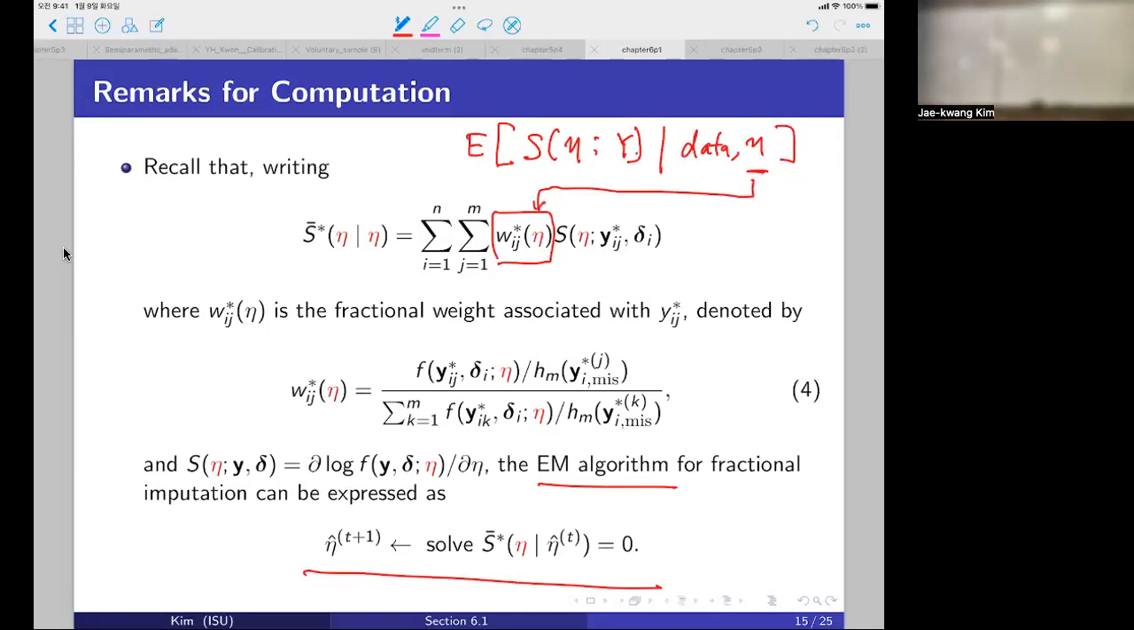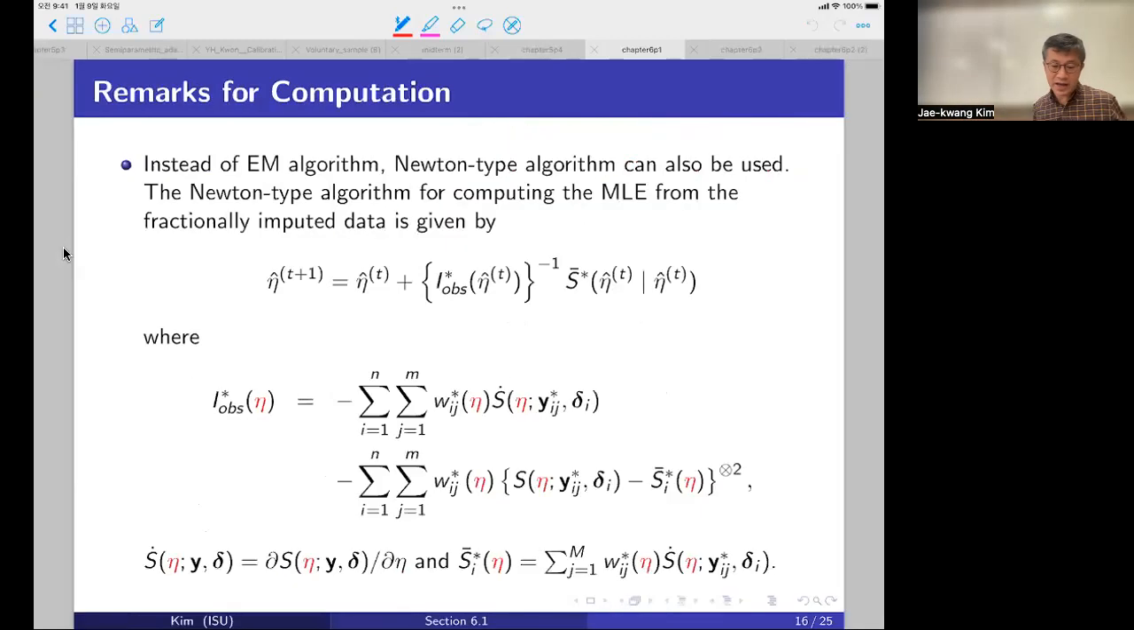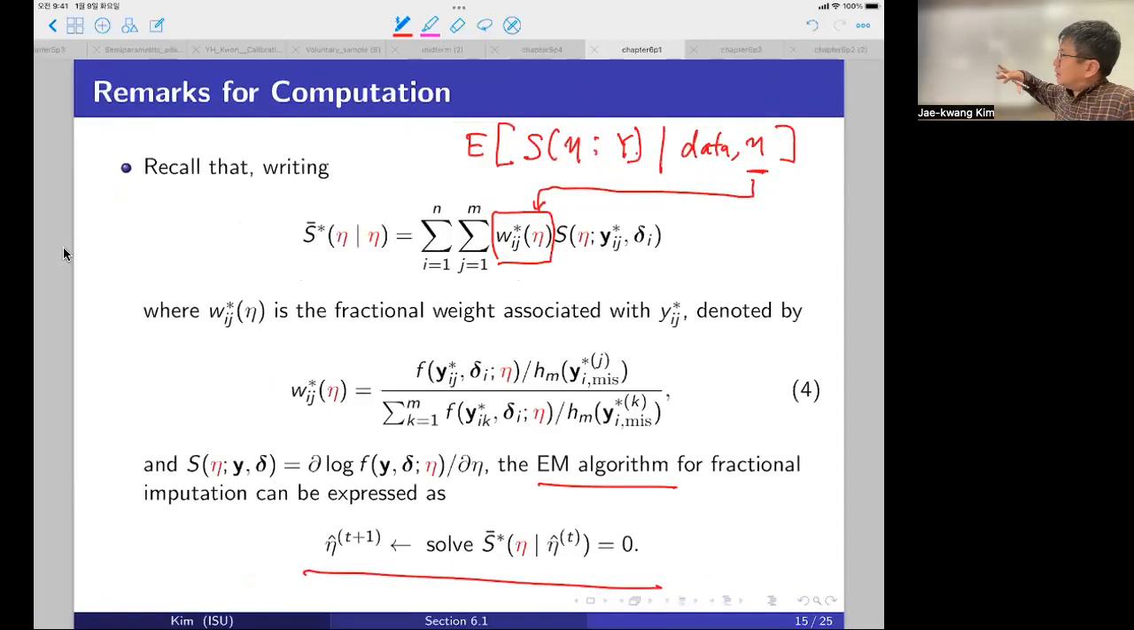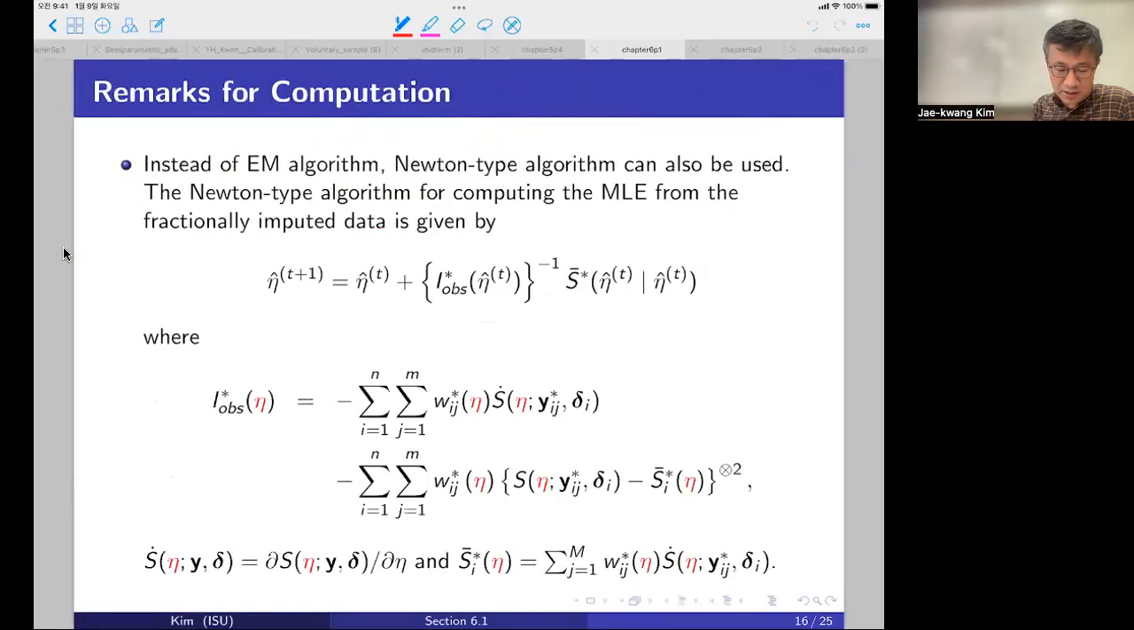You fix, given eta hat t, and then you update, which is the M step. So that is the EM algorithm. Another way is to use the whole thing, view the whole thing as a function of eta, and apply the Newton method, which is basically this one. So the Newton algorithm is simply computing the observed score function and observed information, right? But if you write it in terms of the fractional weight, the computation is relatively easy.